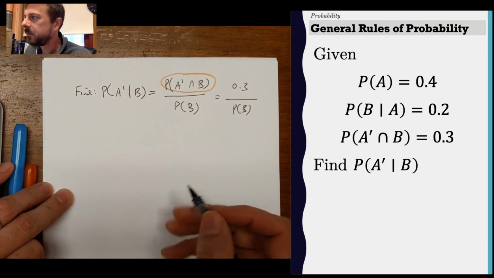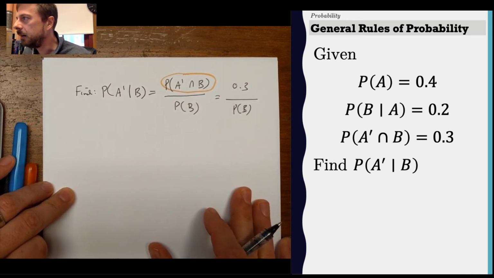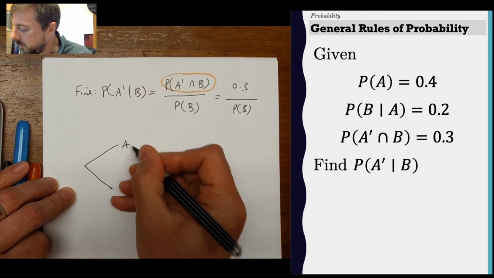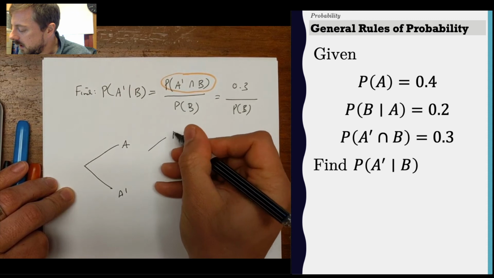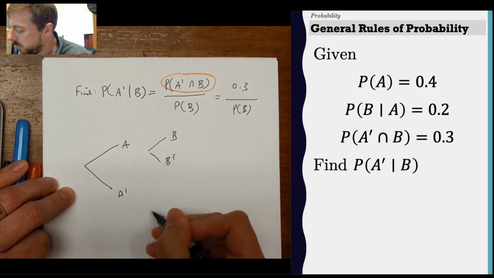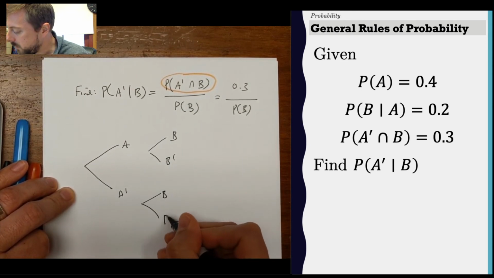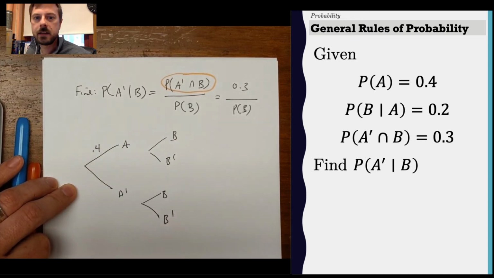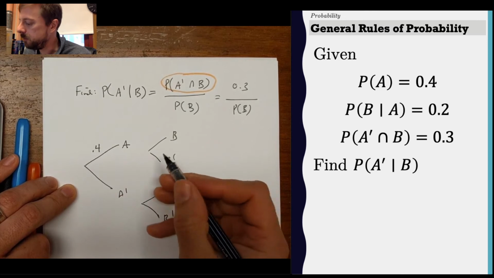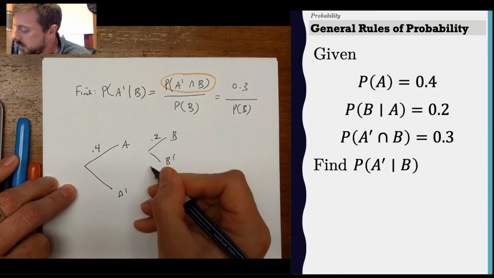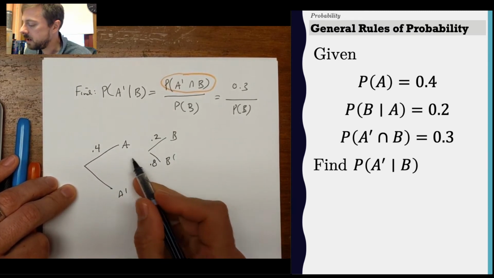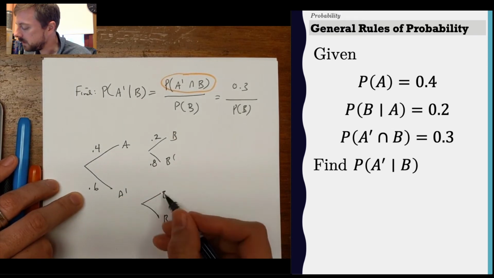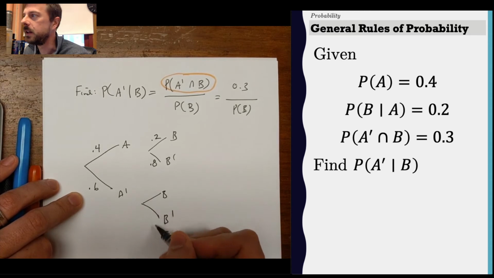So let's just make a tree diagram to help us figure this out, because we've got a bunch of facts about A and a little bit about B as well. I know the probability of A was 0.4, right? I've got that there. And I know the probability of B given A is 0.2, so the probability of not B given A is 0.8. I know the probability of not A should be 0.6. And I don't really know anything about these branches here.